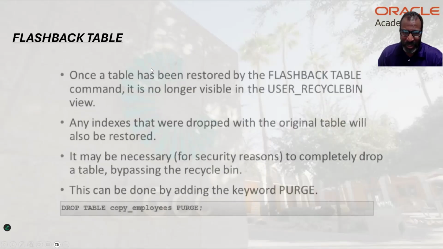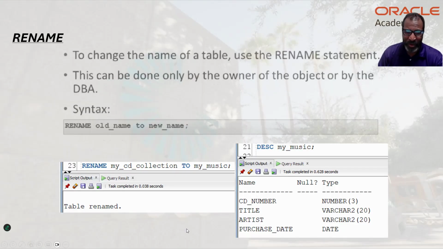Obviously, once you use a flashback table, it's no longer in the recycle bin. It may be necessary for security reasons to completely drop a table bypassing the recycle bin. This can be done with the keyword PURGE. So DROP TABLE employees PURGE, and it's gone. Now that table can't be recovered. All right, enough of that.